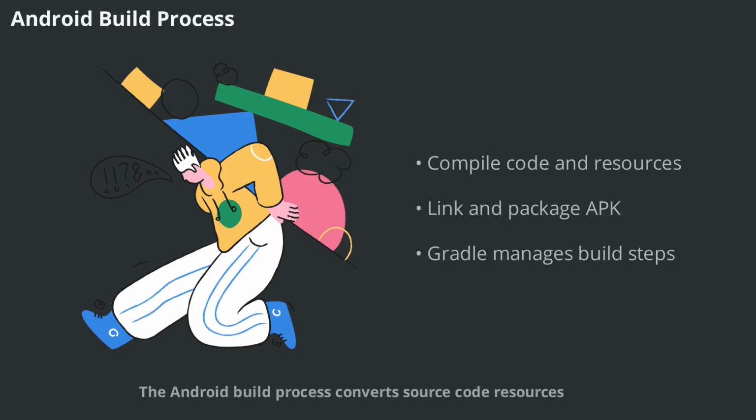The Android build process converts source code, resources, and configuration files into an APK. Main stages include compiling code, processing resources, linking compiled elements, and packaging the APK. Gradle orchestrates these steps, ensuring efficient builds and customizable configurations for different app variants.